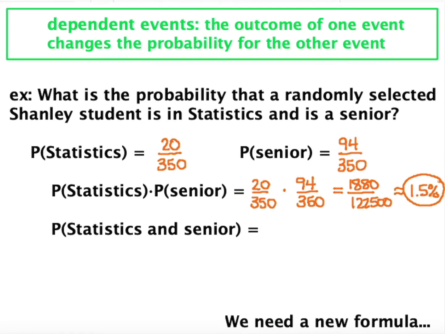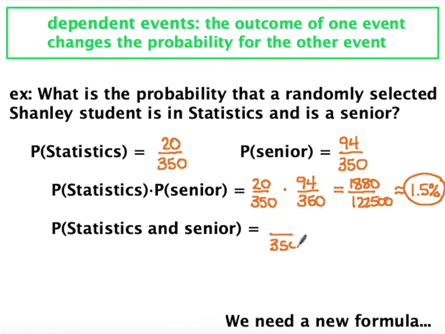Now let's think about the probability that we randomly select a Shanley student and that person is in statistics and is a senior. We'd be out of 350 students, but then we'd want to think how many people are in statistics and are seniors. It turns out we have 2 juniors this year, and so there are 18 people in this school who are in statistics who are also seniors. So that probability is 5.1%. We didn't need a formula to calculate that. We just used our common sense. We used the numbers that we understand. And for most problems, that's how you'll be able to do these.